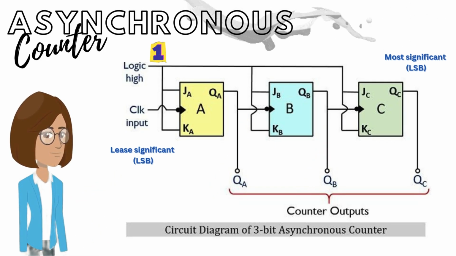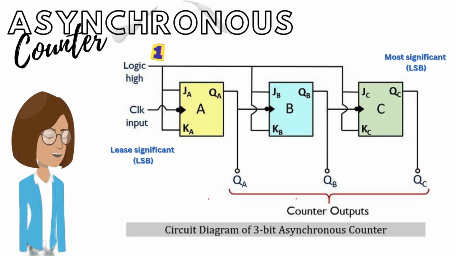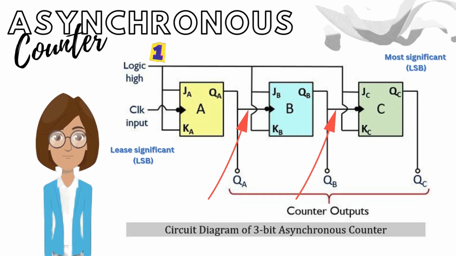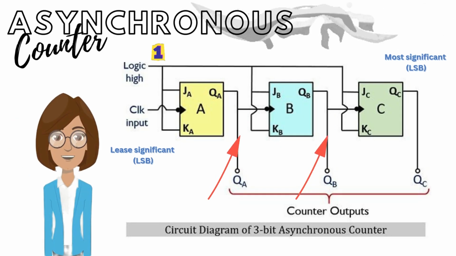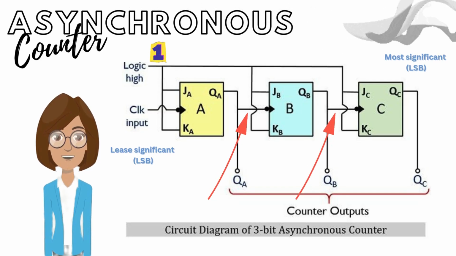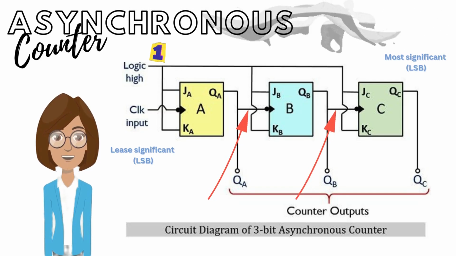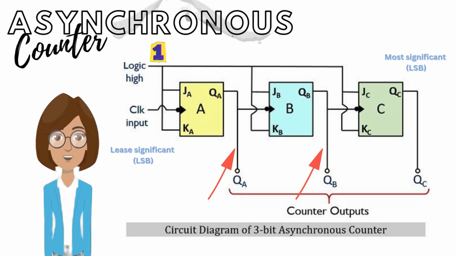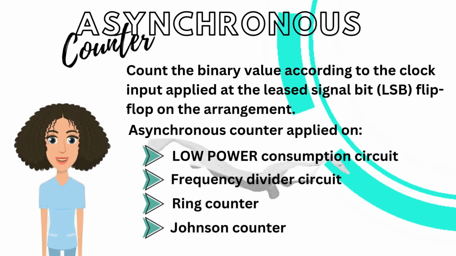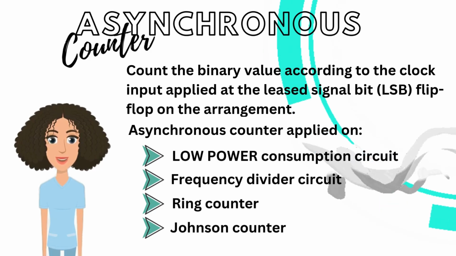The input clock pulse is applied at the least significant, or the firstmost flip-flop, in the arrangement. Also, a logic high signal, which is 1, is provided at the J and K input terminals of the flip-flops. Therefore, the toggling will be achieved at the negative transition of the applied clock input. Thus, we can say an asynchronous counter counts the binary value according to the clock input applied at the least significant bit flip-flop of the arrangement.